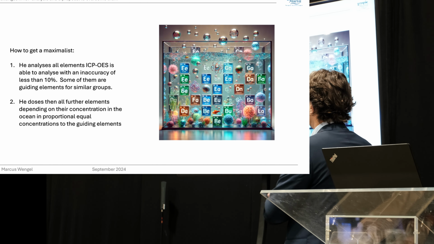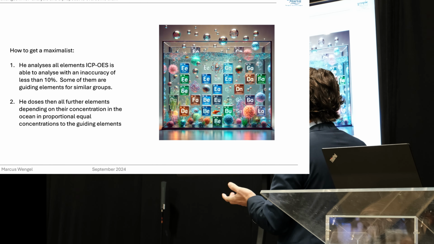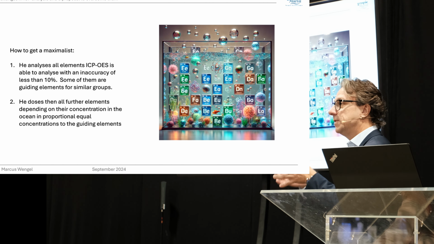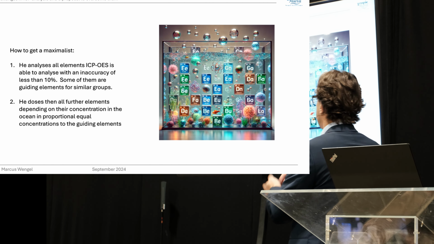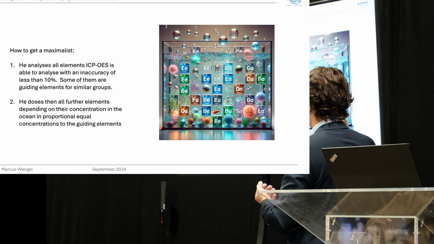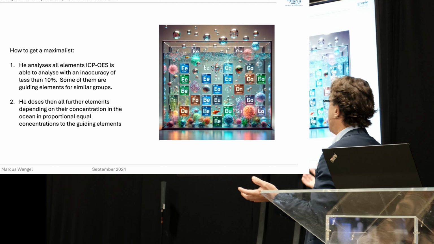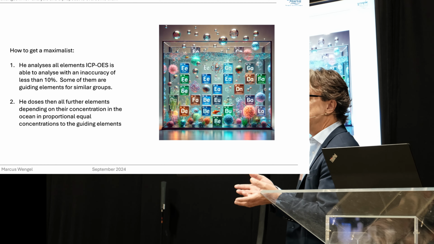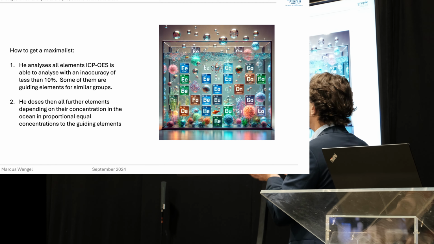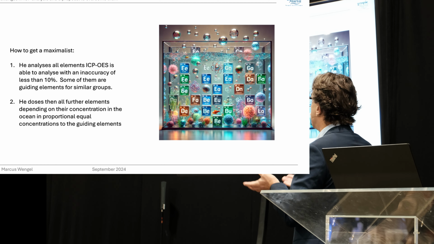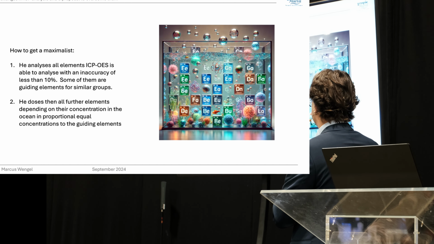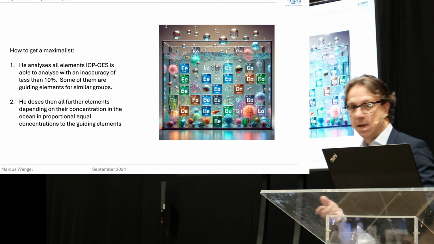Some of them could be guiding elements for similar groups. And then we dose the whole group of these elements. We take one element, let's say we take zinc, and in the zinc group are 5 further elements, so we dose this whole group. And maybe you're more correct with dosing with this system than with getting values from ICP.